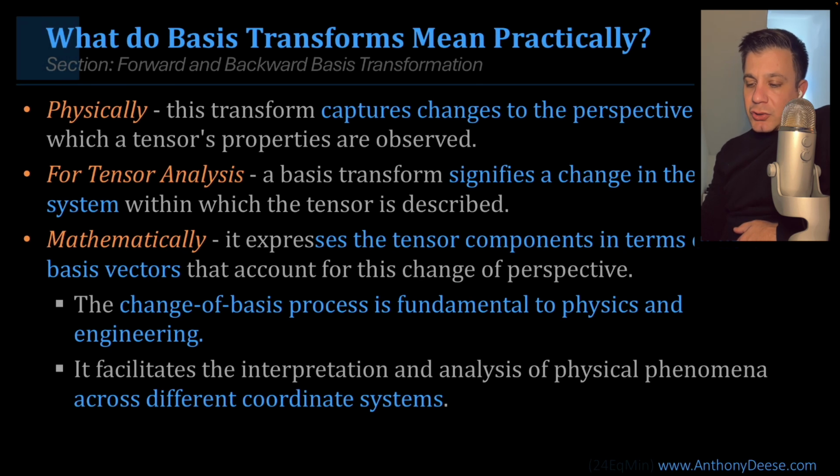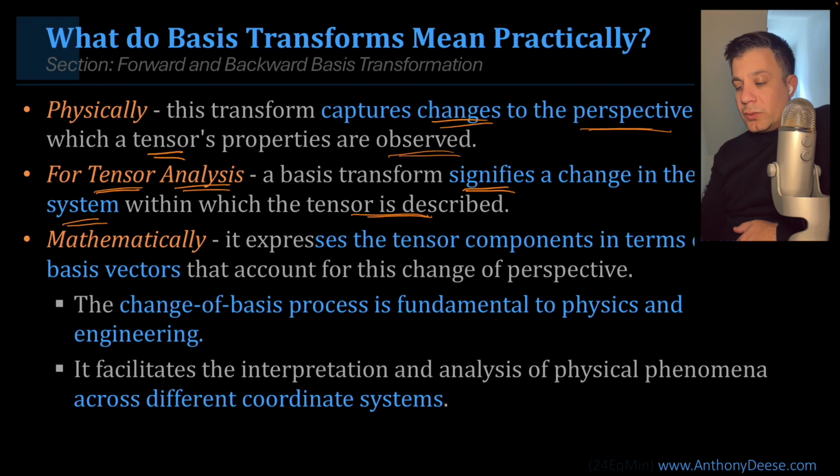Now, what do these basis transforms mean practically? Physically, this transform captures changes to the perspective through which a tensor's properties are observed, and this largely relates to the example we used in the introduction video. With regard to tensor analysis, or let's say mathematically, a basis transform signifies a change in the coordinate system within which the tensor is described, and we could use a change in this coordinate system for many different purposes, some of which we'll get into later. But for certain types of problems, it can be easier for us to visualize, understand a problem, and also perform certain operations if we shift our point of view or shift the coordinate system used to describe the problem.